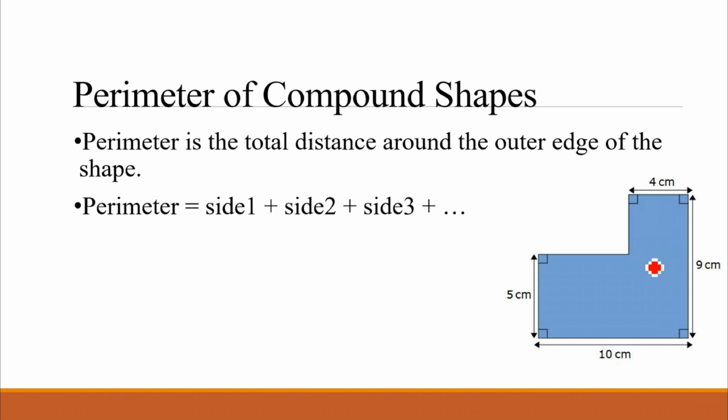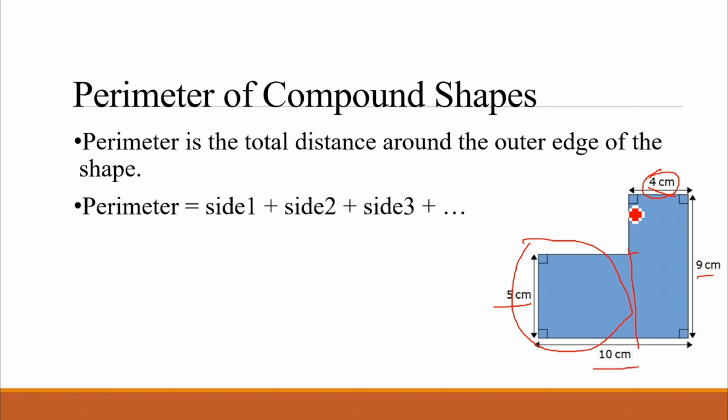Now the perimeter of a compound shape. So this is a compound shape, like this is a rectangle and this is another rectangle. So by combining two rectangles we get a compound shape. So what is the perimeter? We simply sum all the sides. Perimeter is simply the sum of all the sides.